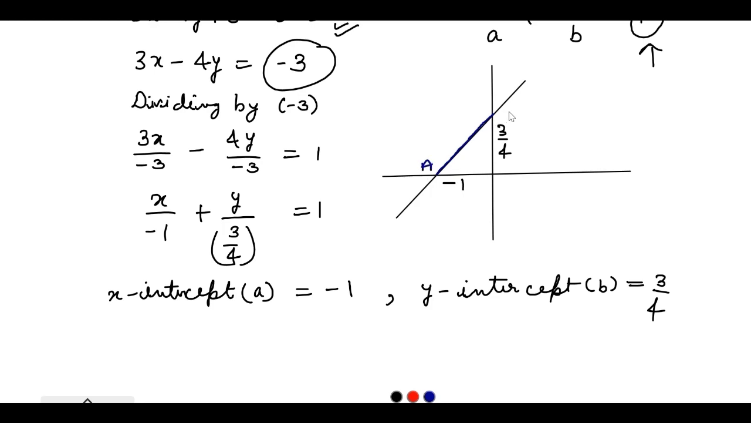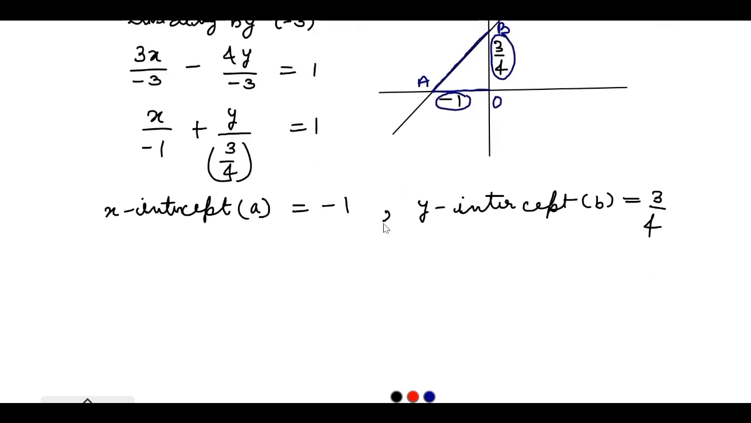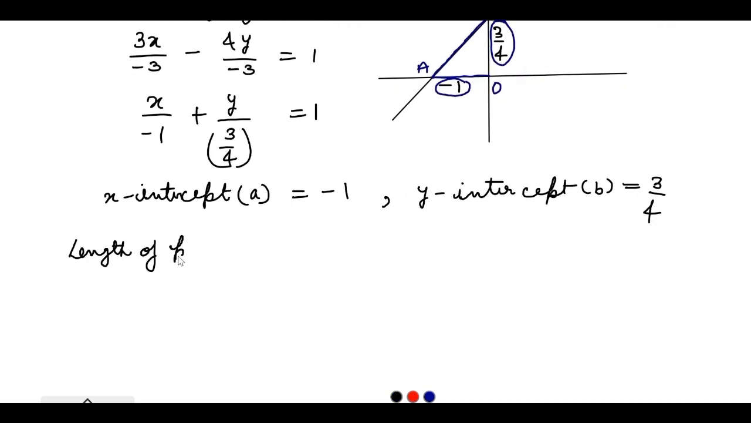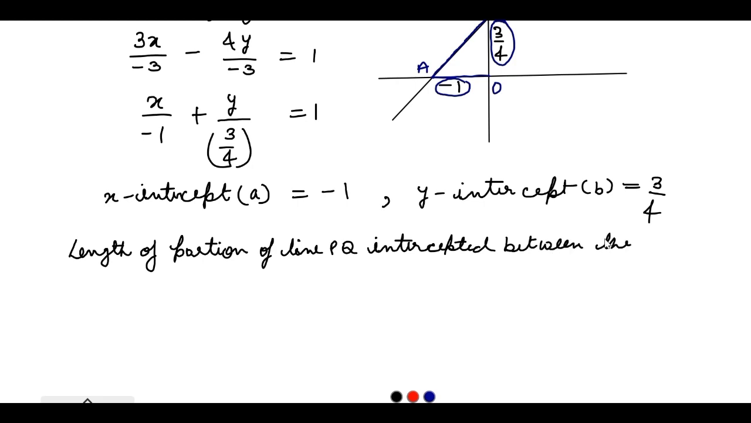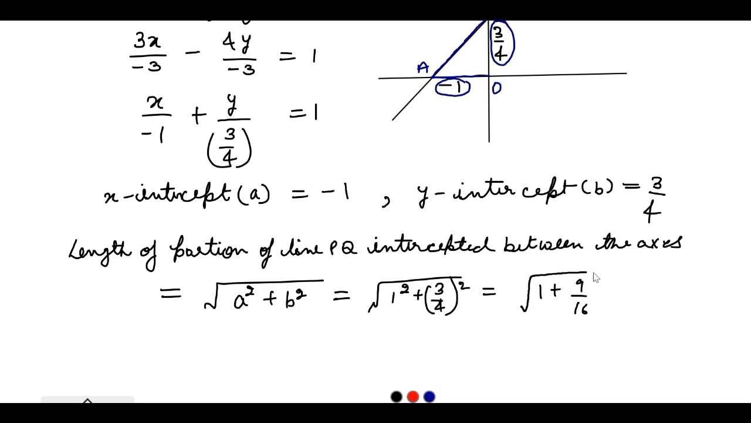Now, if this is triangle ABO, then it is a right angle triangle and the length of base is 1 and perpendicular is 3/4. So, we can find the hypotenuse by Pythagoras theorem. Length of portion of line PQ intercepted between the axis is under root a square plus b square. That is 5/4. 5/4 units.